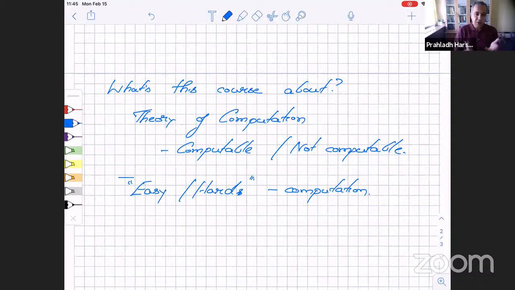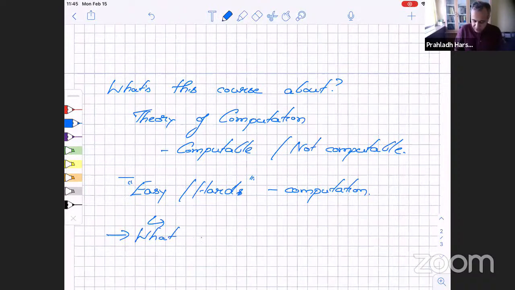So, easy or hard, as we said, is in the eyes of the beholder. You'll have to talk about easy or hard with respect to something. It's hard with respect to the amount of time this particular problem takes. It's easy with respect to the amount of space it takes, it hardly takes any space. So it's going to be in terms of the resource.